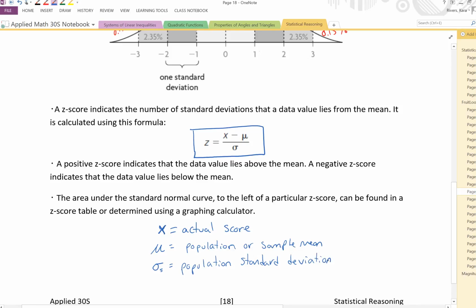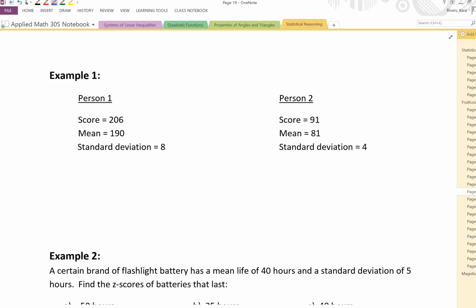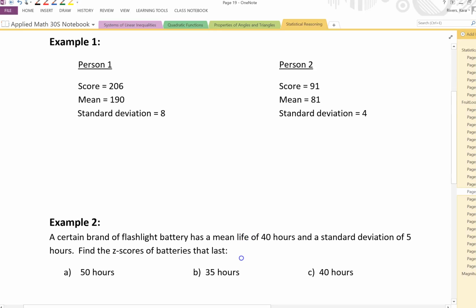Alright, let's take a look at example 1 and how to use this formula. In example 1, person 1 has a score of 206, a mean of 190, and a standard deviation of 8. Person 2 has a score of 91, a mean of 81, and a standard deviation of 4. We don't really know what they're measuring here, but whatever they're measuring, we want to figure out what is the Z-score that is associated with this.